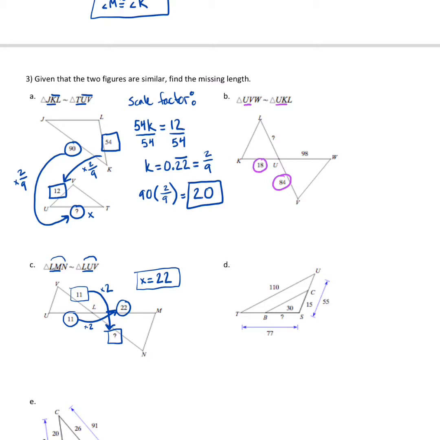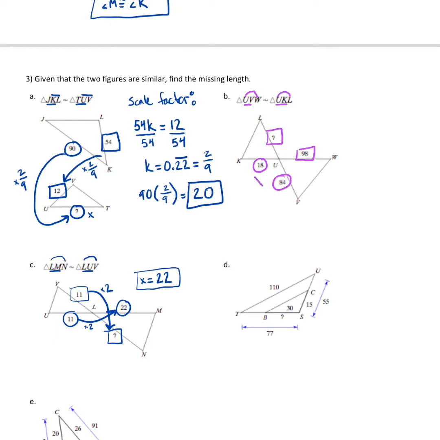And I know, let's see, UW corresponds with UL. Okay, so in the method of setting up proportions, basically I'm just setting up a fraction between the two corresponding sides. So it doesn't matter which way your proportion is set up as long as you're consistent in your directions between triangles.